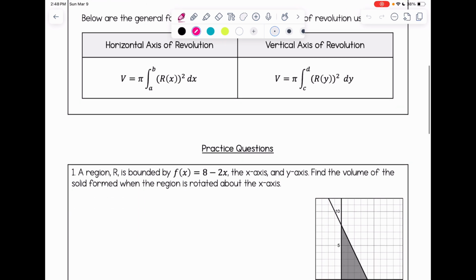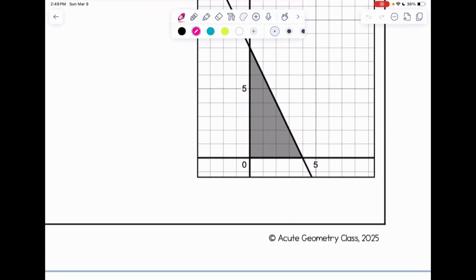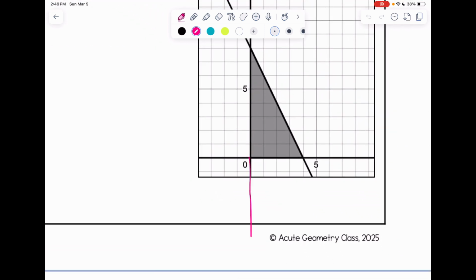So let's take a look at a problem here. This one is more straightforward because we do have a triangle here. It says we have a region R bounded by f of x equals 8 minus 2x, the x-axis, and the y-axis. We're going to find the volume of the solid formed when the region is rotated about the x-axis. If I zoom in and imagine what's happening, it's continuously spinning around the x-axis, and it will start to look like a cone.